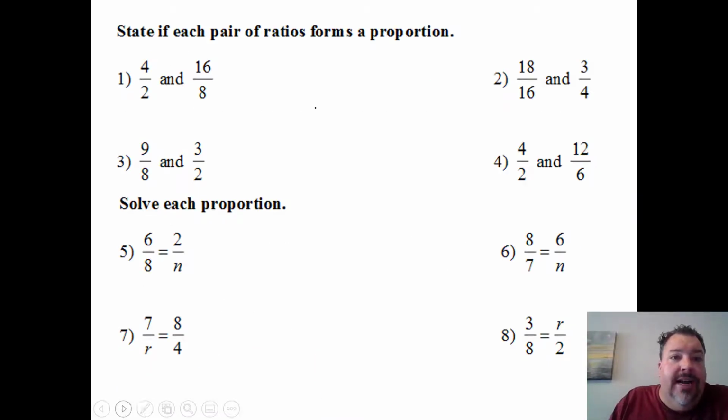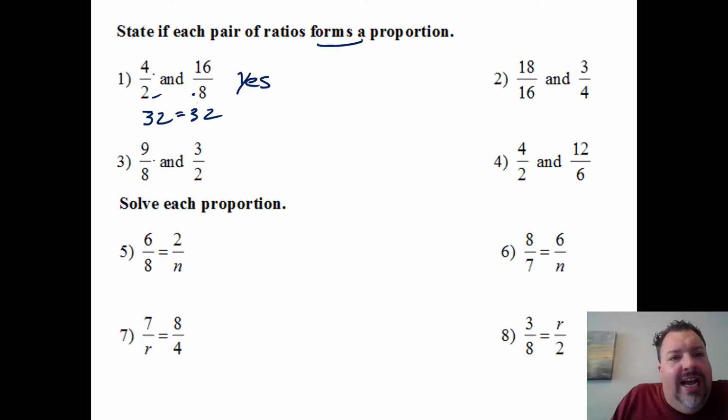So here's some extra practice. Again, I'll just do a few more of these. We'll do the ones here on the left. So 4/2 and 16/8. Again, you could do this either way. We want to see if these are a true proportion. So 4 times 8 is 32. So we get 32 when we do 4 times 8. And if we do 2 times 16, we also get 32. So this one would be, yes, that is a true proportion.